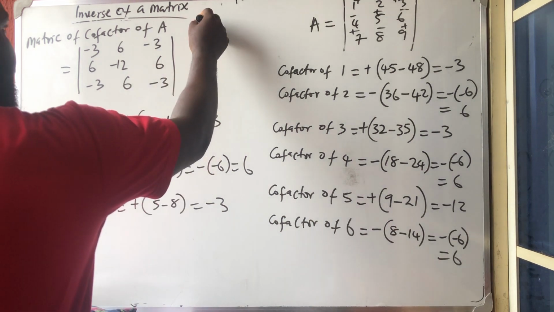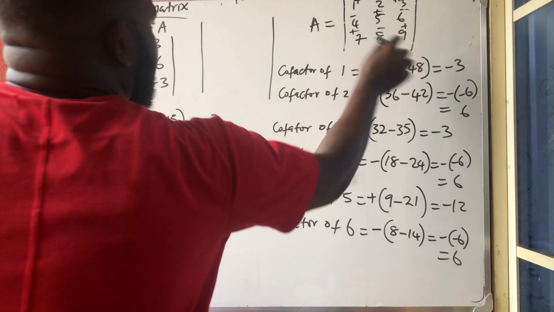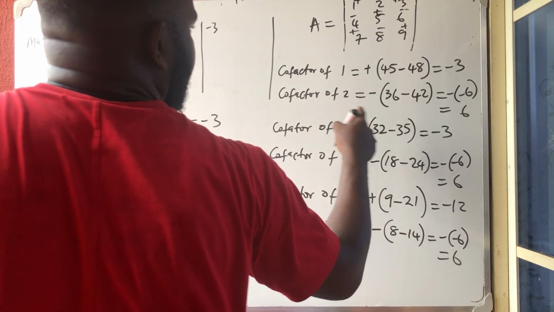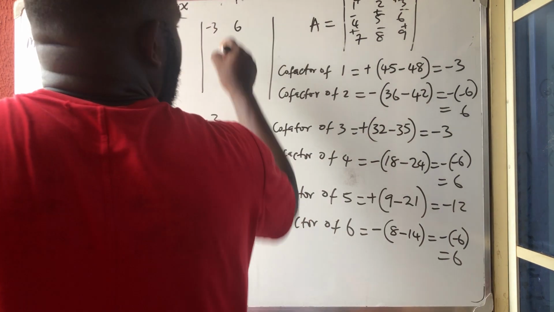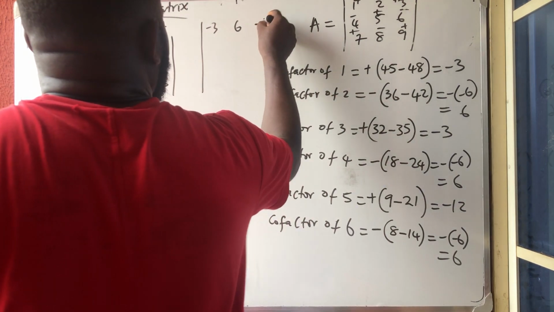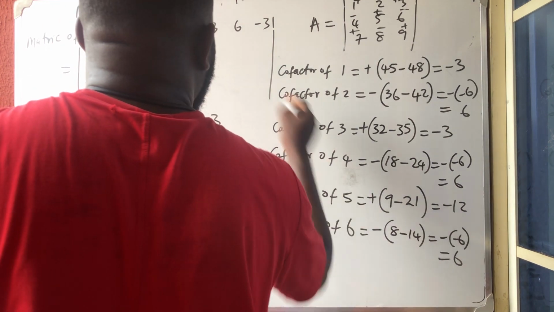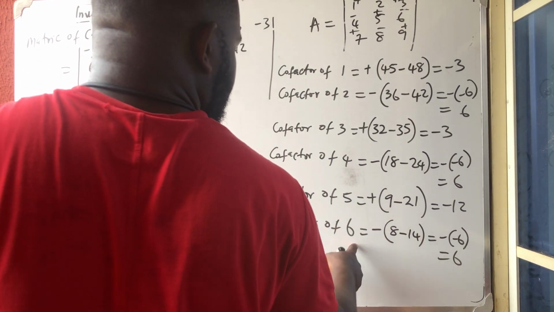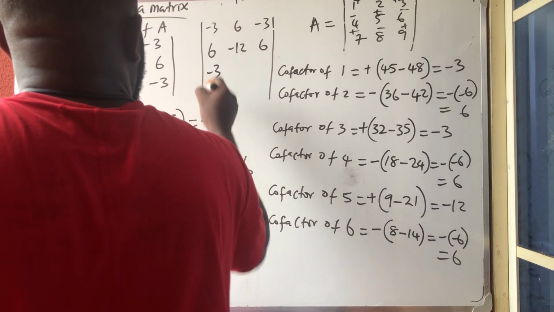The matrix of the cofactor will give us, let me write it here. Matrix of the cofactor will give us, we started from minus 3. 1 gave us minus 3, so replace it. 2 gave us 6. 3 gave us minus 3 again. 4 gave us 6. 5 gave us minus 12. 6 gave us 6. 7 gave us minus 3.